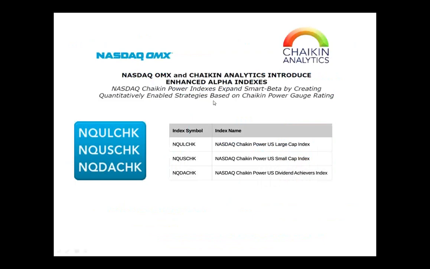And another stake in the ground in terms of credibility is a deal we did with NASDAQ last spring where we created 3 co-branded indices for NASDAQ and Chaikin: the NASDAQ Chaikin Large Cap Index, Small Cap Index, and U.S. Dividend Achievers Index. NASDAQ is actually out marketing those right now to create ETFs for the money management community. All 3 of these indexes are beating the core NASDAQ index year to date.